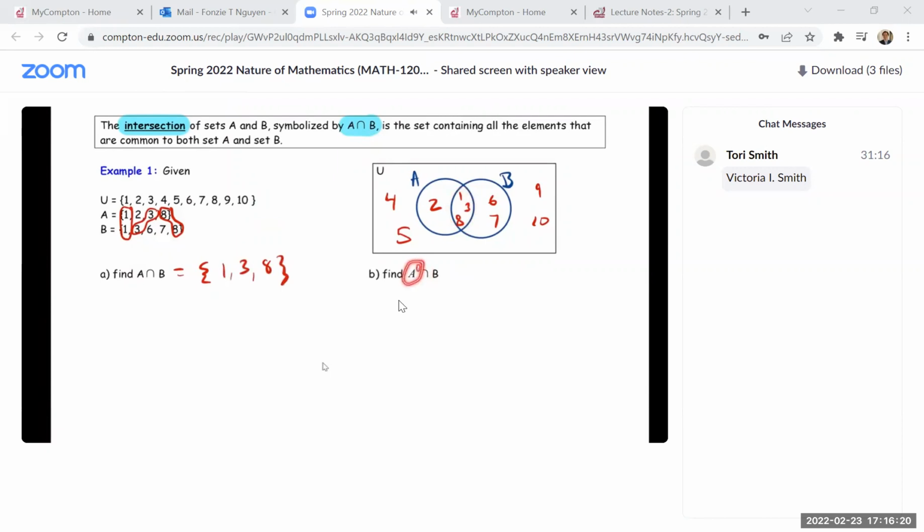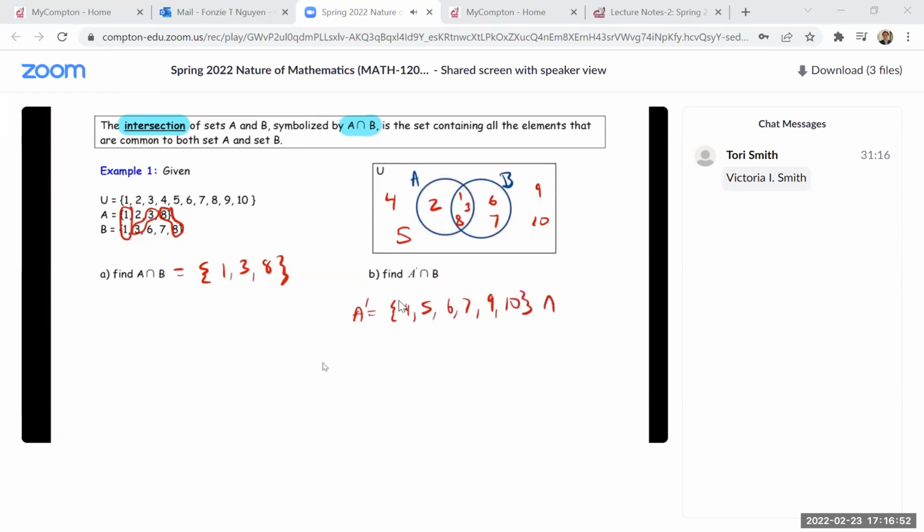See the little apostrophe? So first, let's find out what's inside of the complement. Anybody remember how to find the complement? It's everything outside of the circle A. 4, 5, and 9, 10. Yeah, and also 6 and 7 too. So it's everything outside of A. So that's going to be 4, 5, 6, 7, 9, 10.